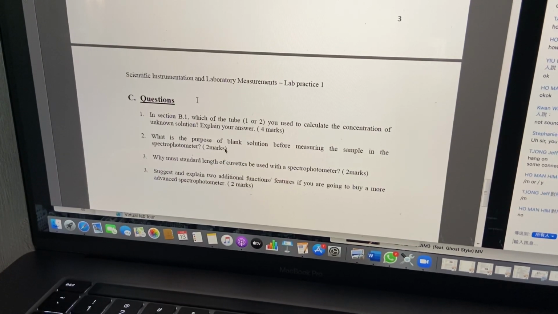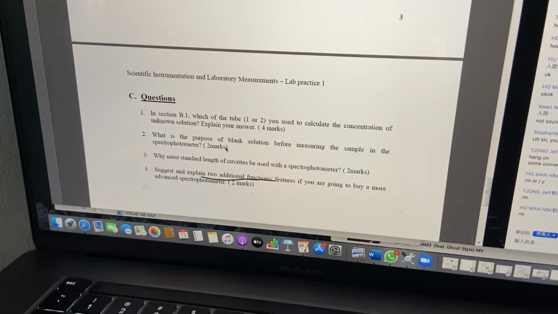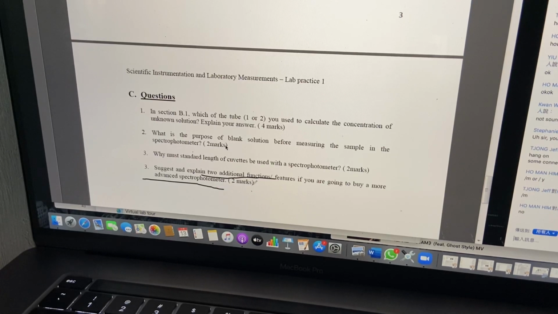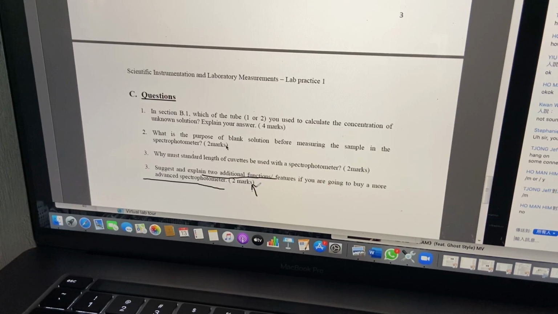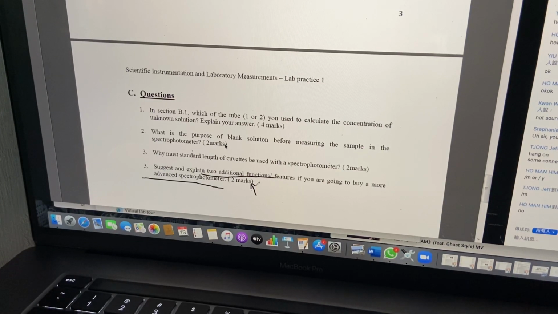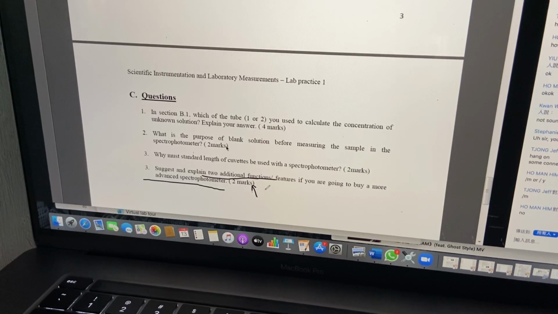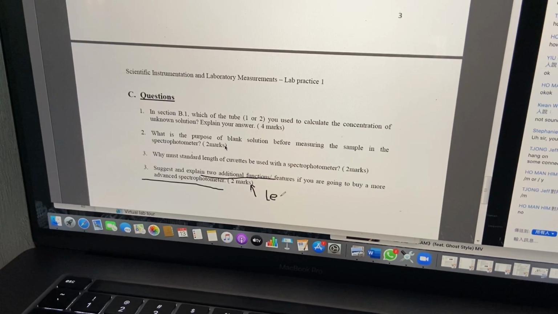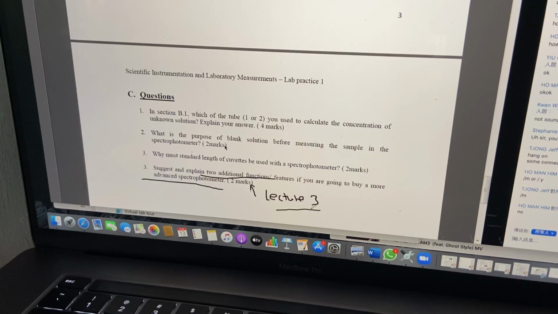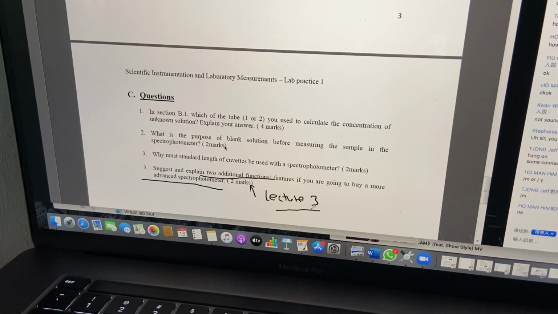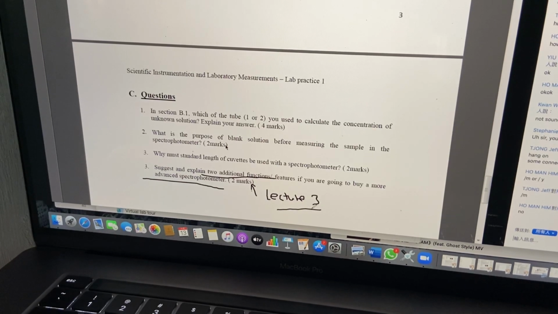And for lecture 3, this is for explaining 2 functions, or features, you can add by buying a more advanced spectrophotometer. So this is a really basic one. If you have a choice, what advanced functions can be added onto the spectrophotometer? You can read the lecture notes, lecture 3. There are different types, the double beam or the plate or other things that make it easier to do the measurements.